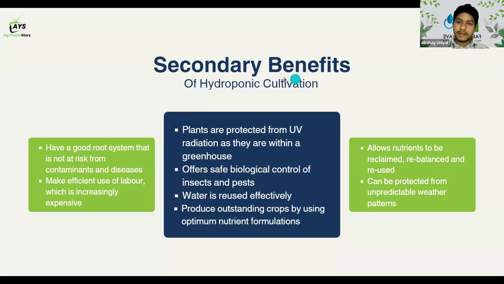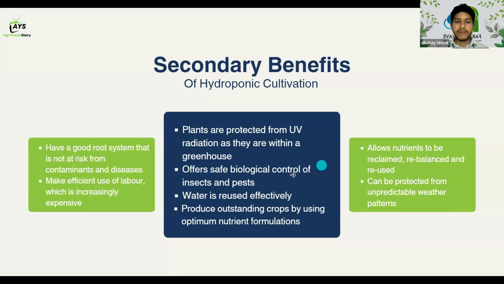Now another of the secondary benefits is that the plants are protected from UV radiation as they are within a greenhouse. Since we are already inside a greenhouse, we have reduced the issue of UV radiation. Also, we talked about the shade nets, which are another layer of protection we are giving our plants from UV. So UV protection is also one of the things that we have eliminated.